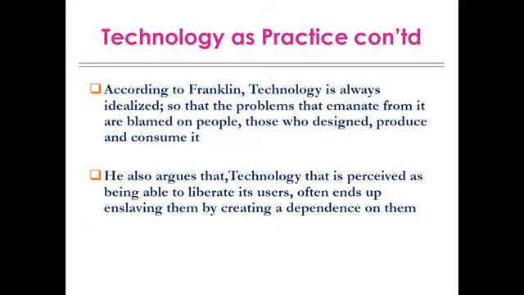Okay, and she also argues that technology that is perceived as being able to liberate its users often ends up enslaving them by creating a dependence on it. So she says that we create this technology and we make it look like it is coming to liberate us, but slowly it actually enslaves us. That sounds actually like colonization, right? We say that now we are in neo-colonialism. Okay, they came as though they were coming to save us, and then they ended up colonizing us. And these days they say that they do it in a very stylish way. Okay, and so that is how Franklin makes technology look.